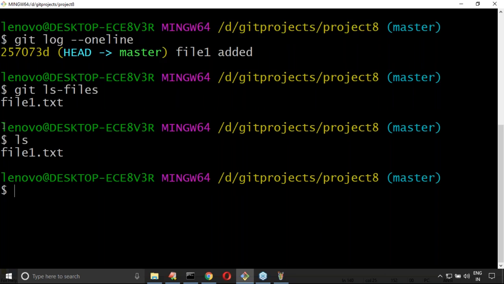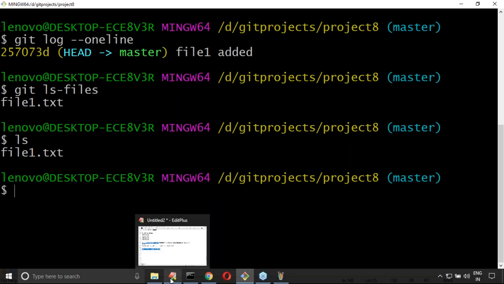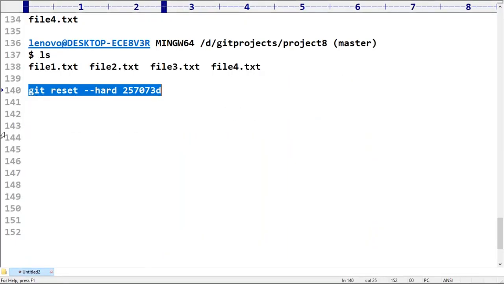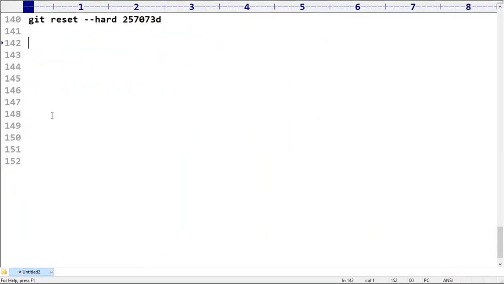Have you observed, right? Very dangerous command. Where is my file 2? Where is my file 3? Where is my file 4? Sorry, man, don't ask that, because you used a hard reset. Everything is gone by default. Please take very special care about hard reset. It is impossible to revert, because the changes are not there anywhere.